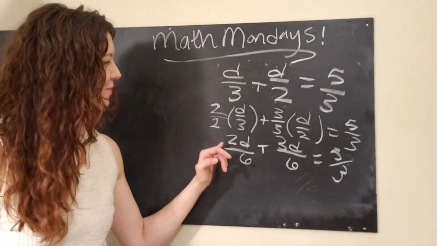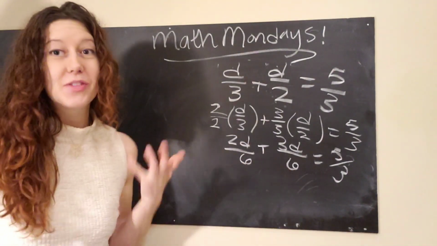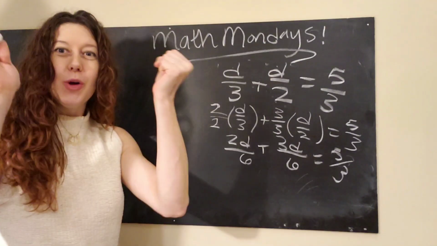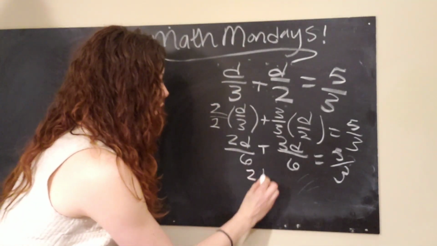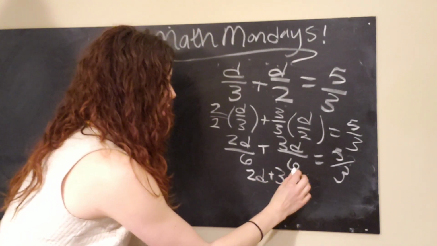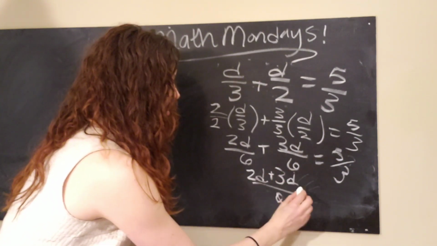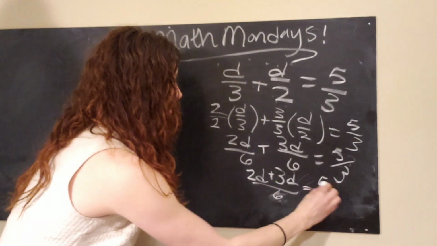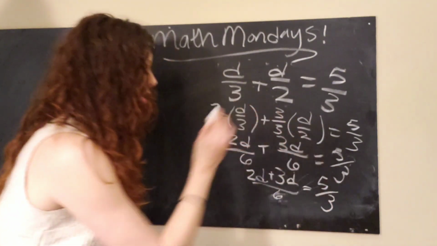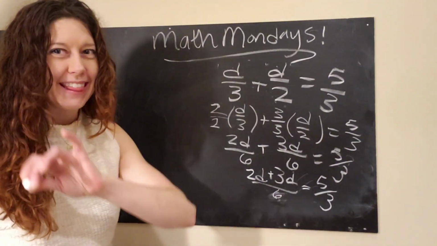Okay. So now you'll notice we have the same common denominator. Woohoo! And that means that we can combine our fractions. So we get 2d plus 3d over 6. Whoa, that's not a 6. Divided by 6 equals 5 over 3. Huzzah! Okay, we're getting there.